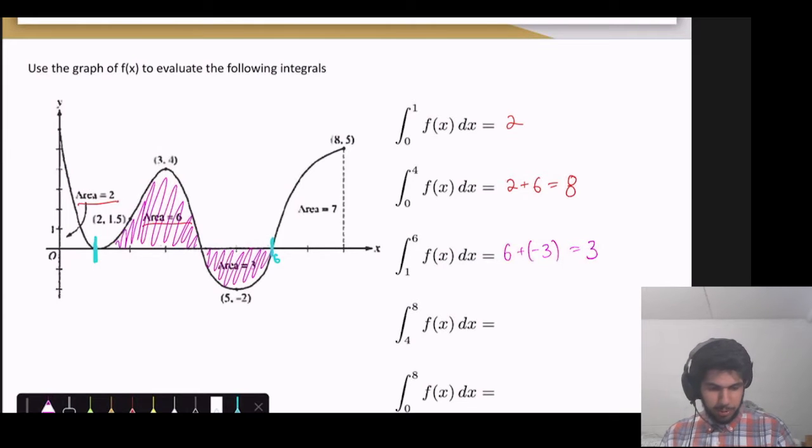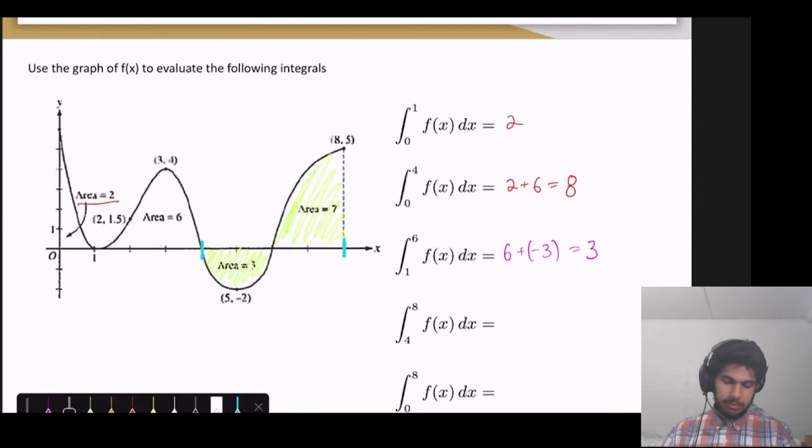Wonderful. Now we want to do from 4 to 8. So 4 is here, 8 is here. So that would be, what color haven't I used? Green. That would be this total area. And again, we can split it up into sums. So we have this area and that area to sum. This area should be treated as negative since it's below the x-axis. And this second area should be treated as positive since it's above the x-axis. So this would be negative 3 plus 7, which is equal to 4. And note that we're at 8, and we're given this vertical line here at 8, so we're good on that front.